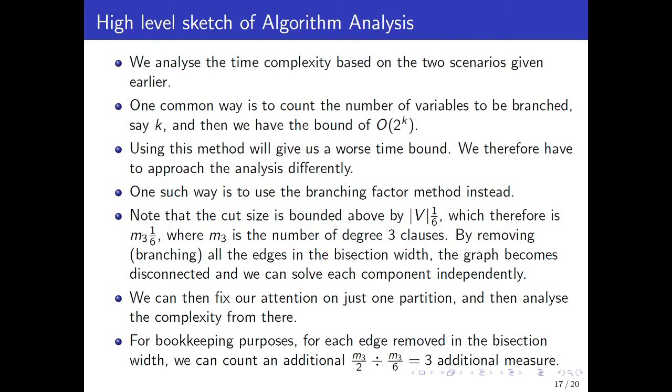Now, note that the cut size is bounded above by the cardinality of the vertices times 1 over 6, which therefore is the number of degree 3 clauses times 1 over 6. So as we remove, or branch, all the edges in the bisection width, the graph becomes disconnected and we can solve each component independently. Therefore it suffices to fix our attention onto one of these partitions and then analyze the complexity from there onwards. For bookkeeping purposes, for each edge removed in the bisection width, we can count an additional 3 measure, and we can see this by taking M3 divided by 2 divided by M3 over 6. Because in the bisection width there are at most M3 over 6 edges, and each edge will contribute 3 additional measures.